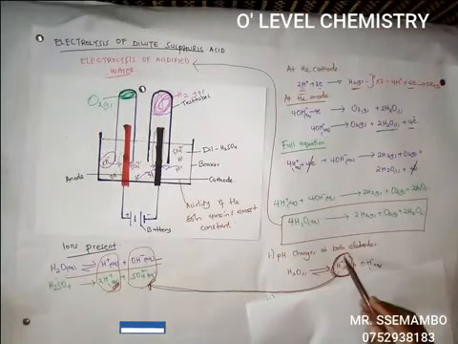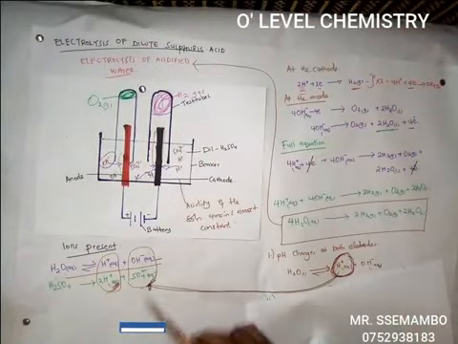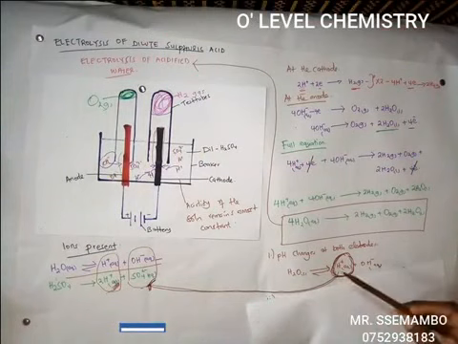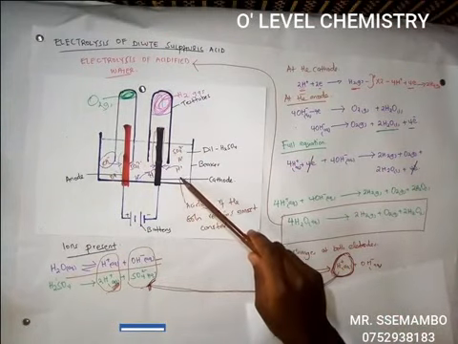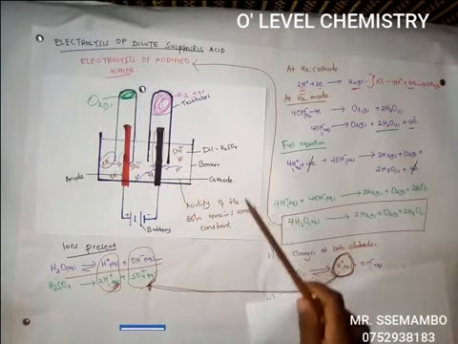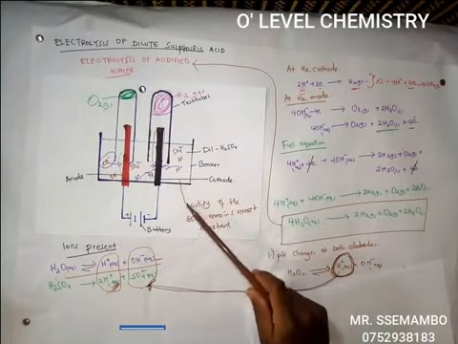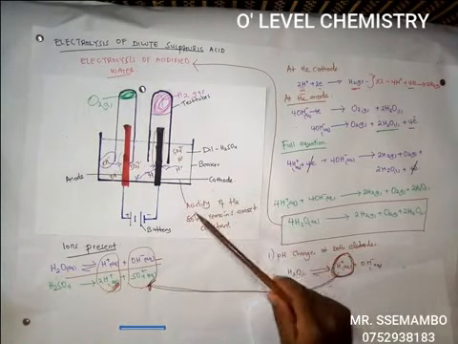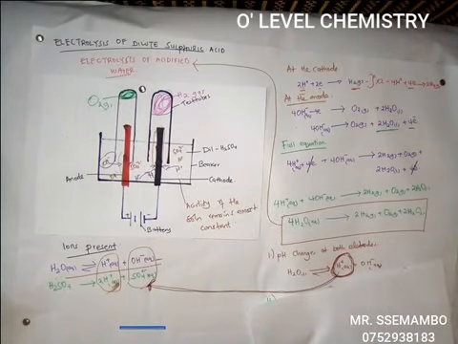Now the excess hydrogen ions will react with the incoming sulphate ions. At the end we shall recover the sulphuric acid that was previously used in the experiment. At the end of it all, we shall discover that the acidity of the solution almost remains constant. That is note number 1.